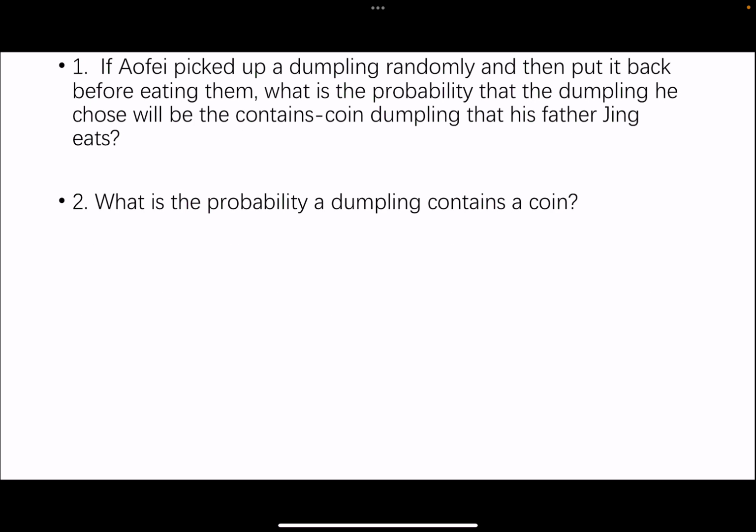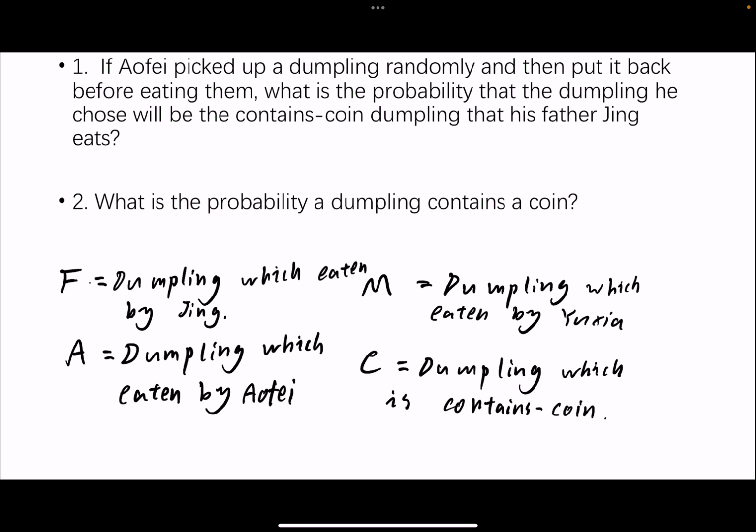Now let's move on to the two questions. Here are two sub-questions of this statement. The first one, we need to get the probability that the dumpling I choose will be a coin dumpling that my father Jing ate, and then the probability that a dumpling contains a coin. But before we solve this problem, let's do some summary first. Here are four letters that summarize the four events: F, dumpling eaten by Jing; A, dumpling eaten by Ao Fei; M, dumpling eaten by Yu Xia; and C, dumpling which contains a coin.